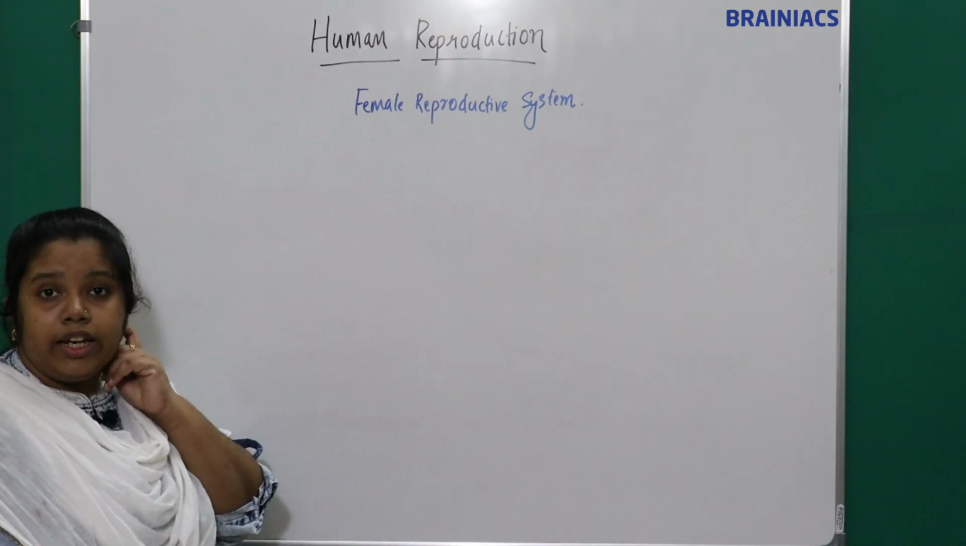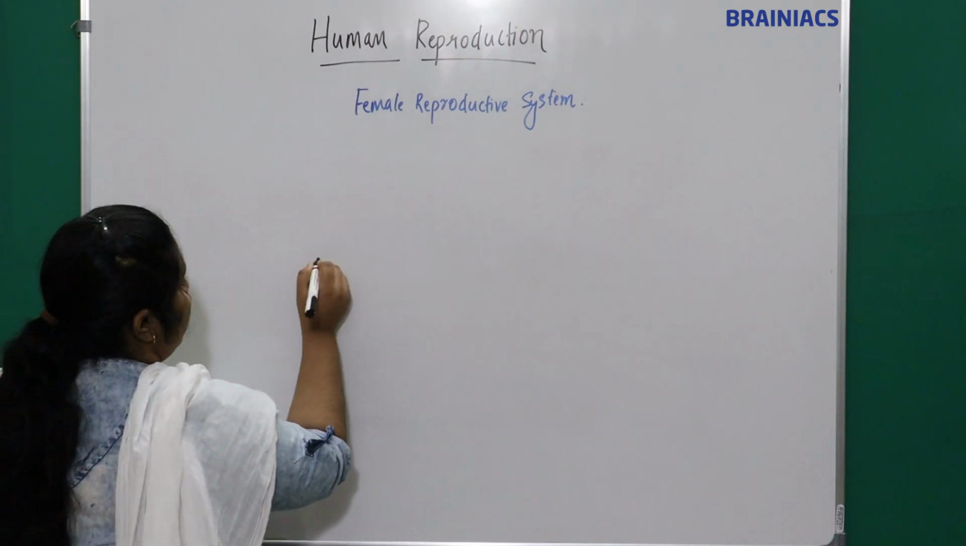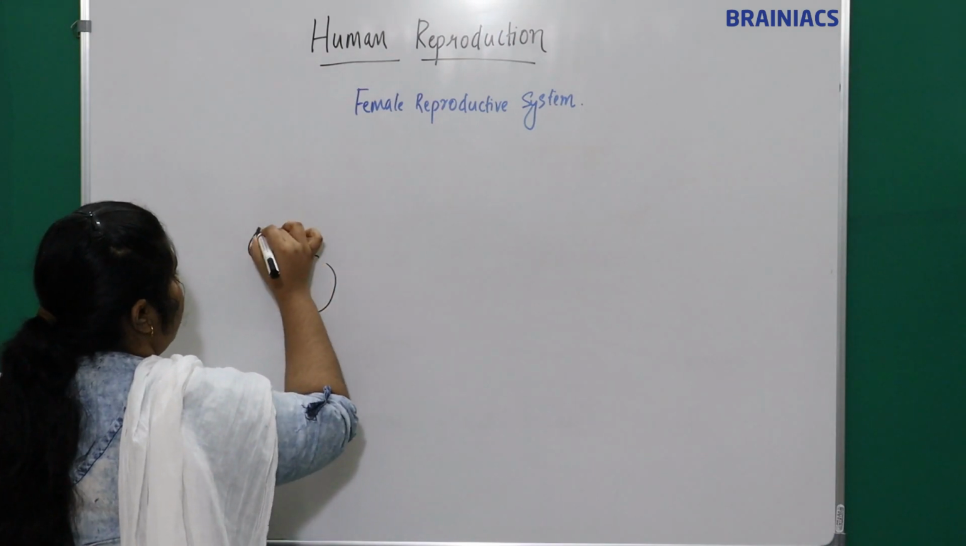Now we are coming to the next part. What do we have as the next part? Right, here is the ovary. Then we have what?